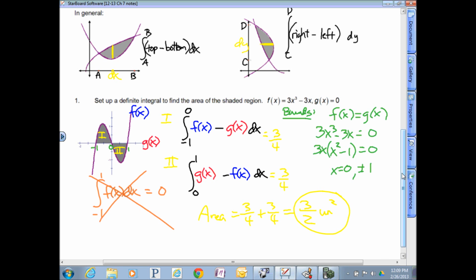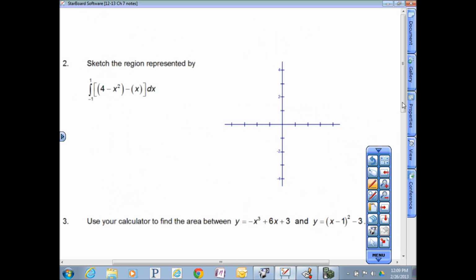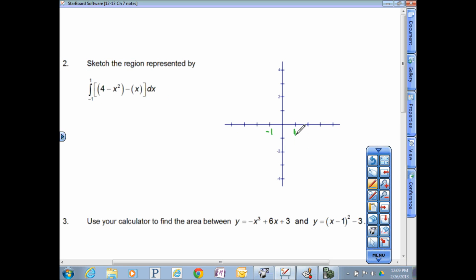Moving on to page 2. On page 2, sketch the region. So now we've reversed it. Now we have an integral, and our bounds are supposed to be going from -1 to 1, so we're looking in between those two values. It says our top function is 4 minus x squared. Well, that's a parabola. Vertex at (0, 4), opens down, hits the x-axis at (2, 0) and (-2, 0). So it looks something like that. That's my top function.